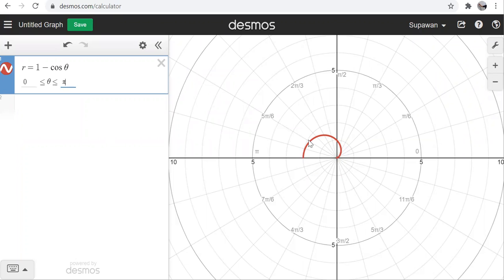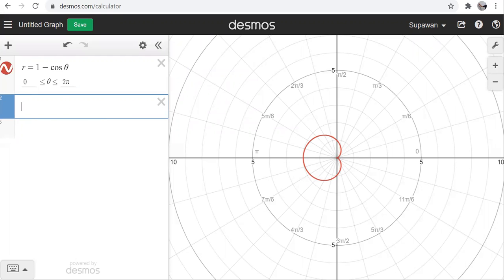When we did the work with symmetry, this function has symmetry about the x-axis, and the graph explains that as well. When you graph the full revolution, the upper half is symmetric with respect to the x-axis to form the second half.